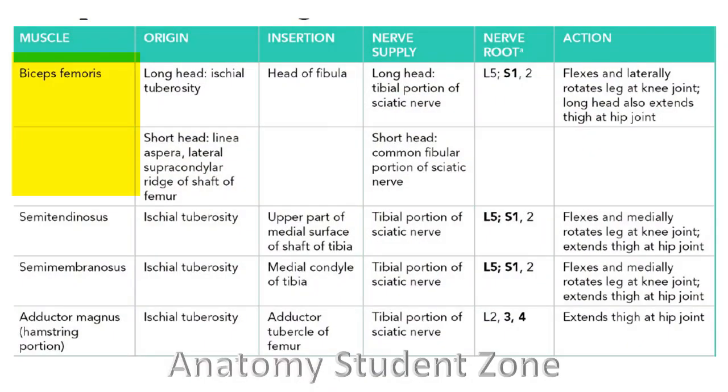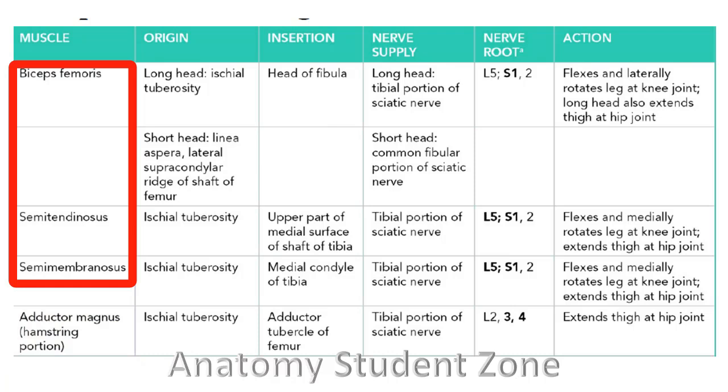There are four muscles in the posterior compartment: biceps femoris, having two heads, which I will cover in detail later, semimembranosus and semitendinosus. Even some books have mentioned the adductor magnus hamstring portion also in the posterior compartment of the thigh. So you have to remember that the adductor magnus hamstring part is also included in it. Otherwise, we have biceps femoris two heads, semimembranosus and semitendinosus muscles in this compartment.